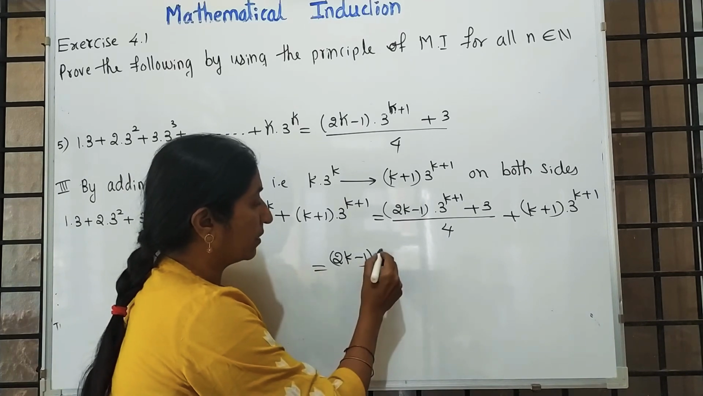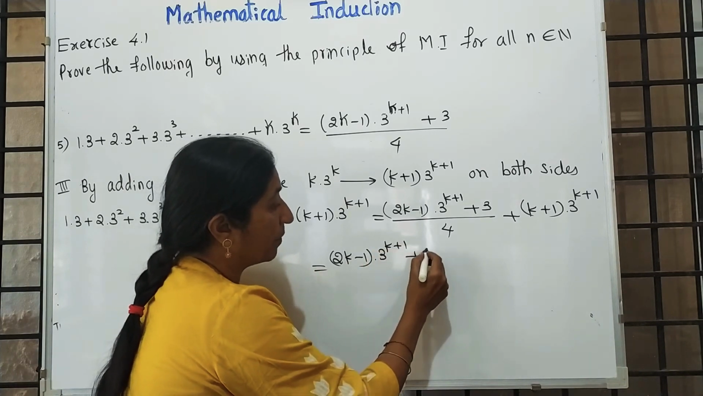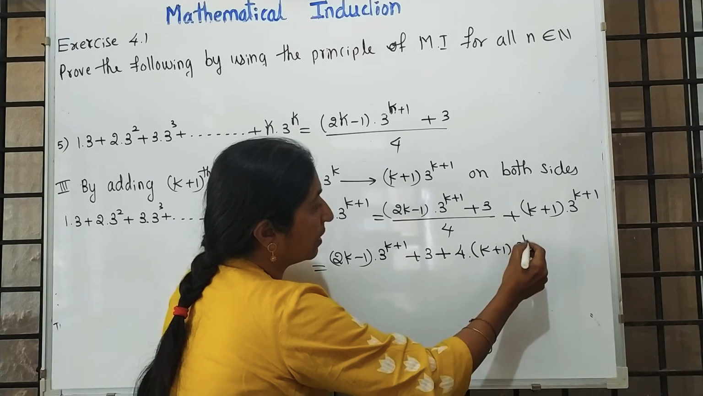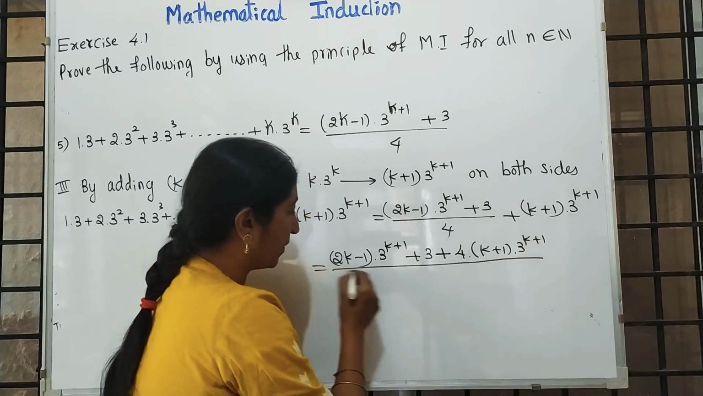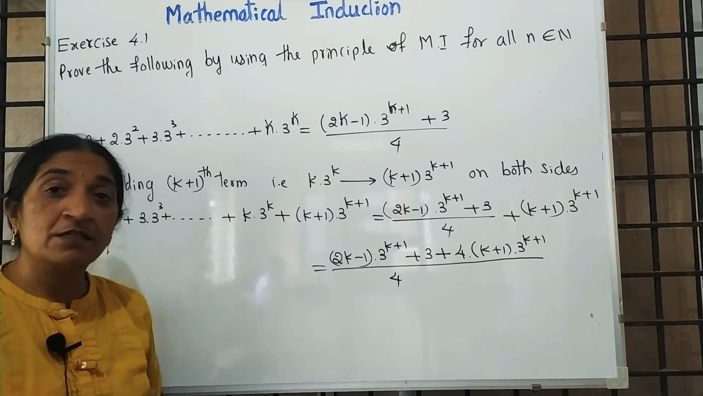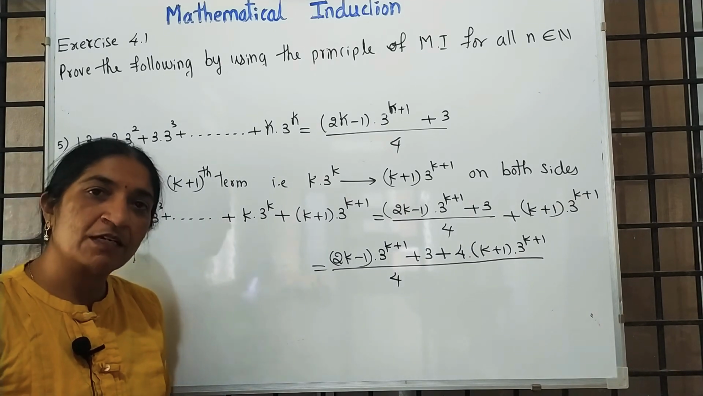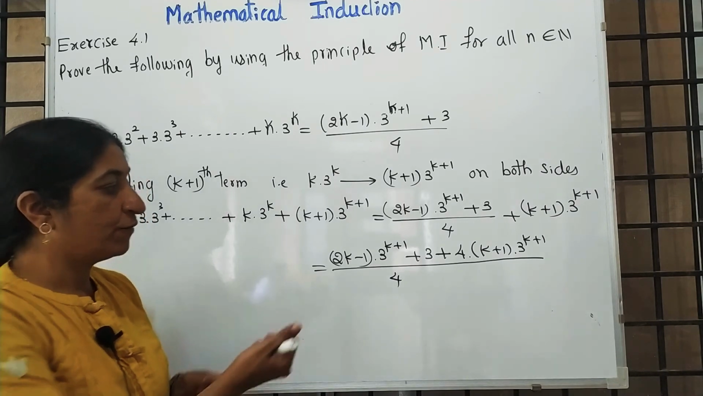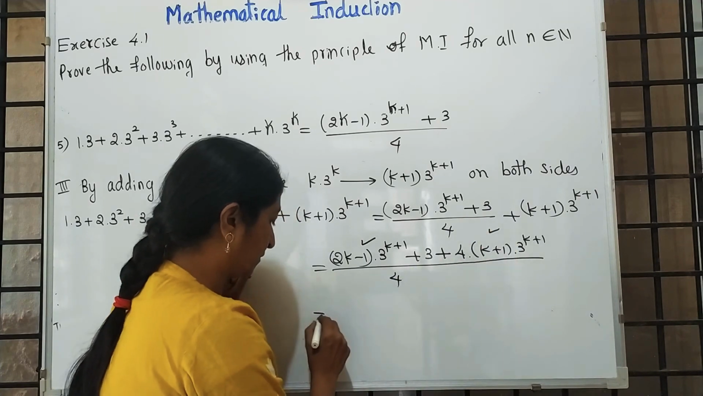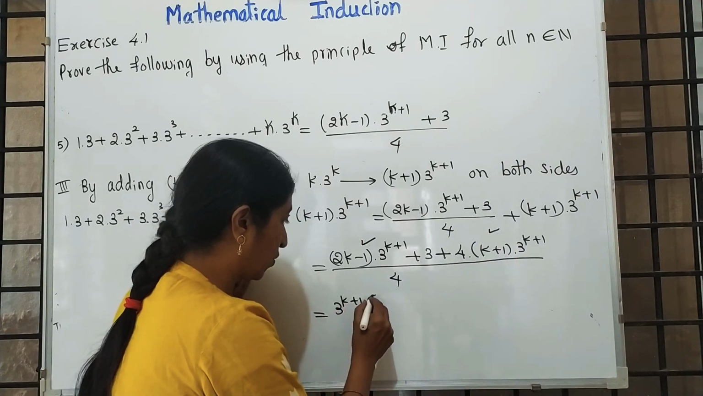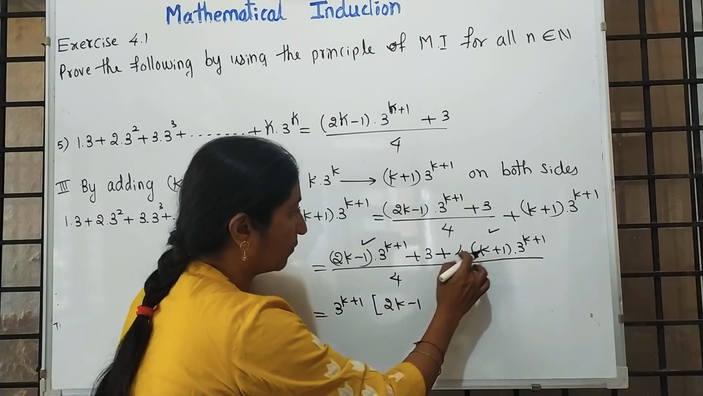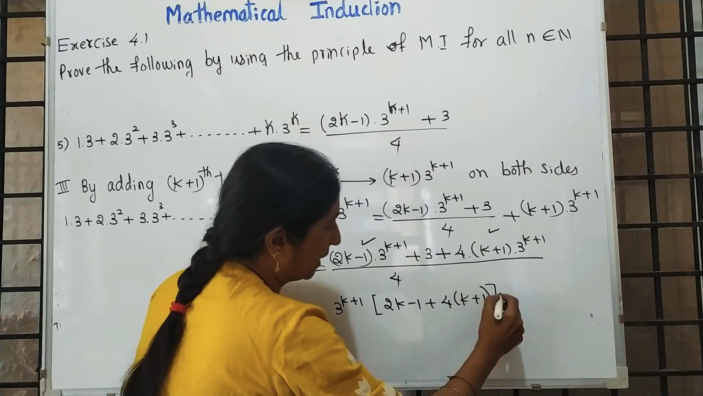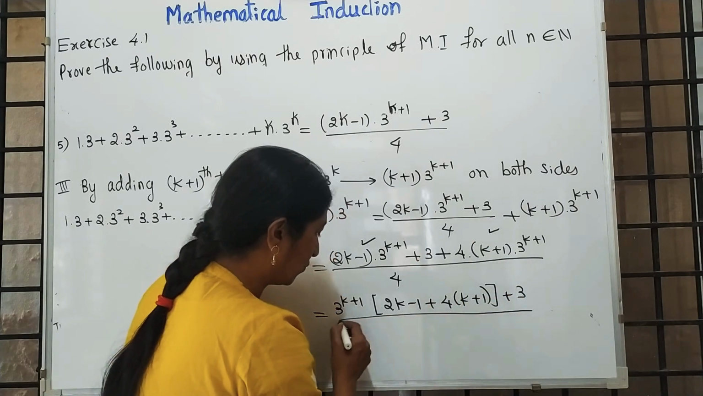2k minus 1, 3 raised to k plus 1 plus 3 plus 4 into k plus 1 into 3 raised to k plus 1 divided by 4. See, in the first and the third term, what you are observing? In the first and third term, we have 3 raised to k plus 1 as a common. Please note down, in the first and third term, 3 raised to k plus 1 common, in the bracket 2k minus 1, it is 4 into k plus 1, and this 3 is independent, it is not connected with anywhere. So, write down as it is.